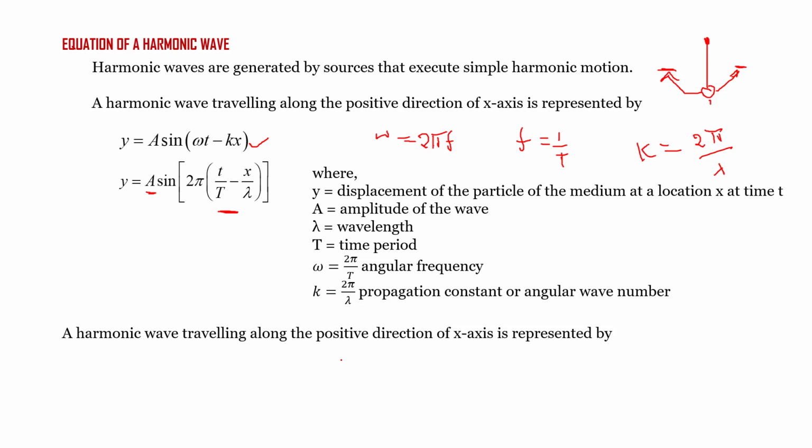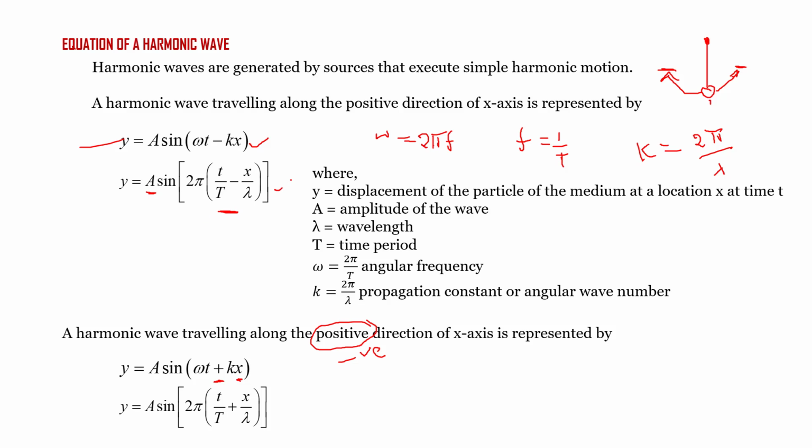Suppose it is traveling in the negative direction; the previous one was the positive case. Then we can write y equals a sine of omega t plus kx. Here there is a negative sign, there a positive sign. This positive sign represents that the wave is traveling in the negative x direction. This is the direction of propagation.